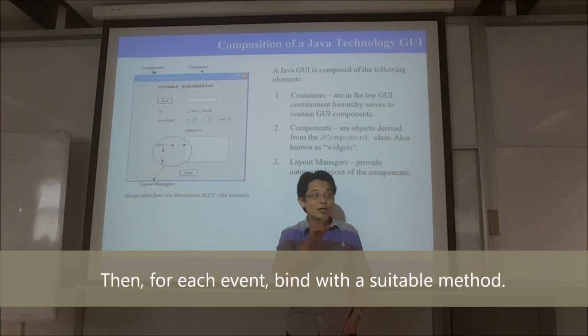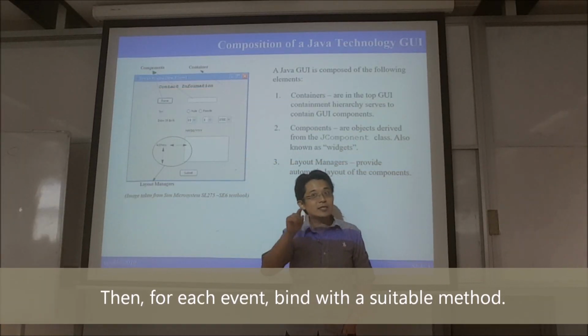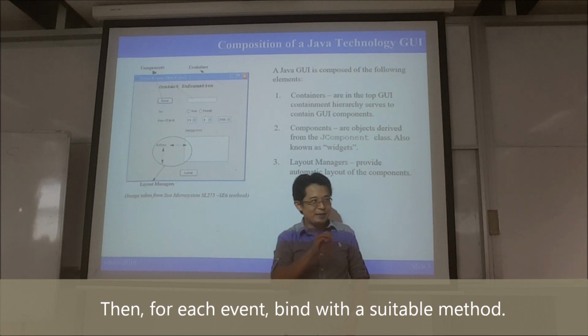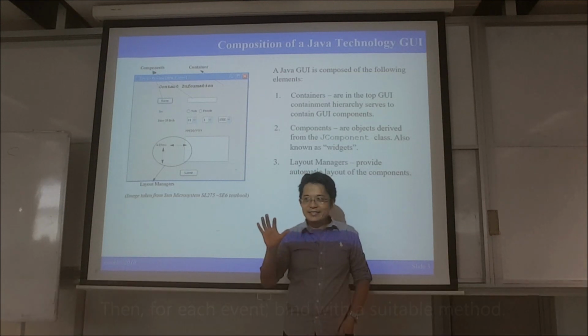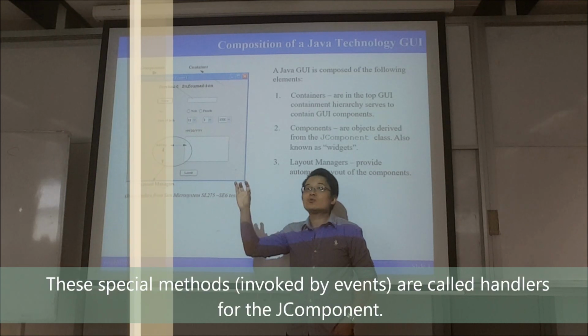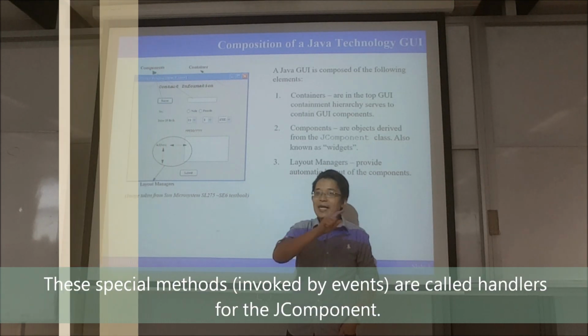and then if it has heard that event, what should it do? Which object, which method should it call? Which algorithm should it call? That's called binding to the handlers. Handlers are a set of methods that you can bind to the component when an event occurs.